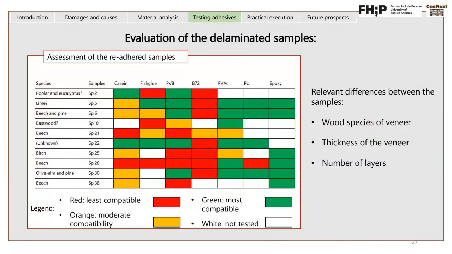There are more factors of why an adhesive might have a negative effect or not. This traffic light system is created to show you which adhesives were particularly well compatible and which adhesive had the least desirable effect. Wood species and thickness of the veneer play an important role. As you can see here, the best result was achieved with epoxy, whereas perlite doesn't really do the trick at all.